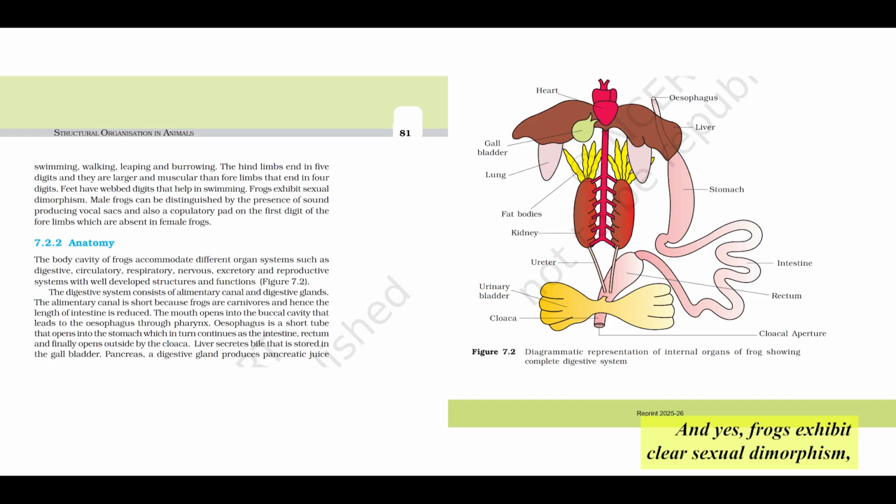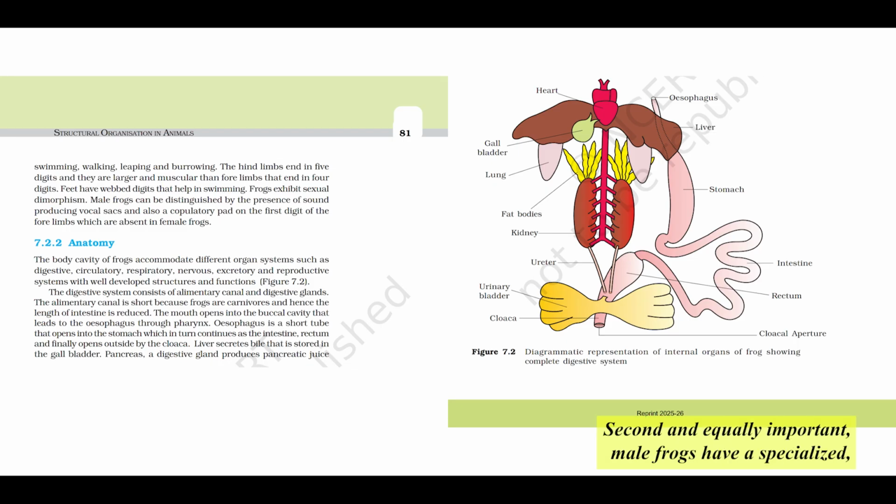Excellent point. And yes, frogs exhibit clear sexual dimorphism, which is incredibly important for identifying their sex, especially in a practical exam setting. Male frogs can be distinguished by two key external features that are completely absent in female frogs. First, male frogs possess sound-producing vocal sacs. These are typically visible as a pair of loose, thin-skinned structures. They often appear as balloon-like pouches under their throat when they croak to attract females during the breeding season. These sacs amplify their calls.